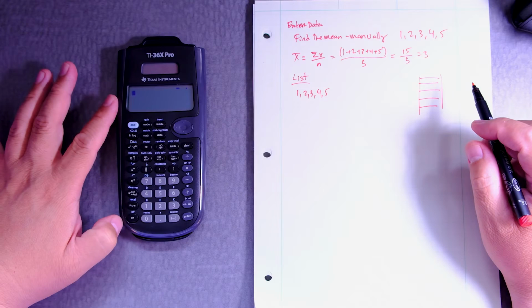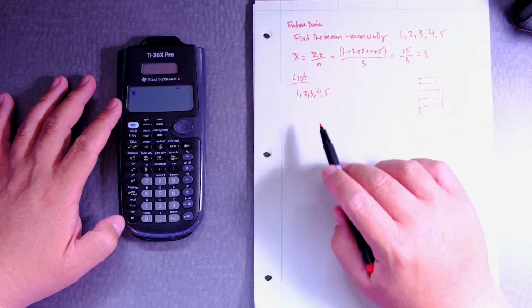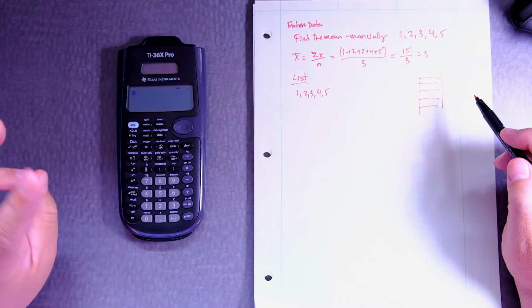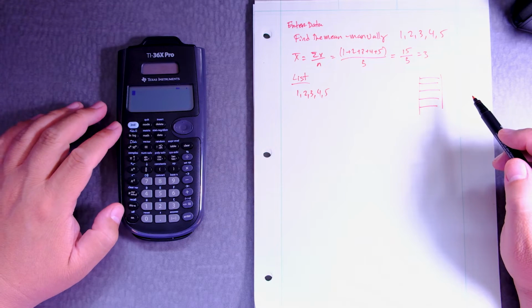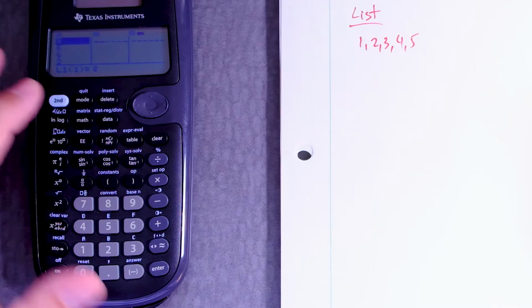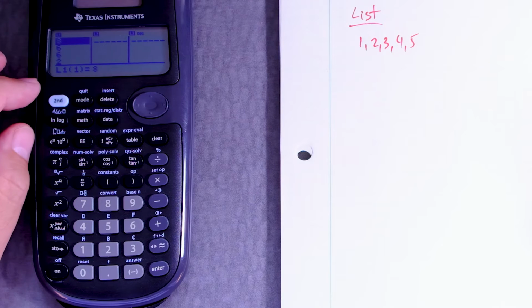So this is a TI-36X Pro. And what I want to do is put these numbers in a list. This calculator only has 3 columns, so it has 3 lists. So we press data, and here are the lists: list 1, list 2, and list 3.